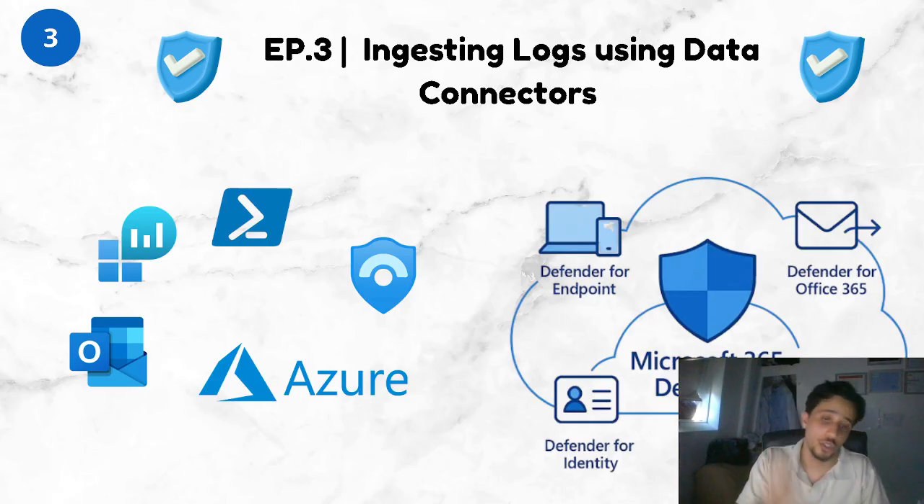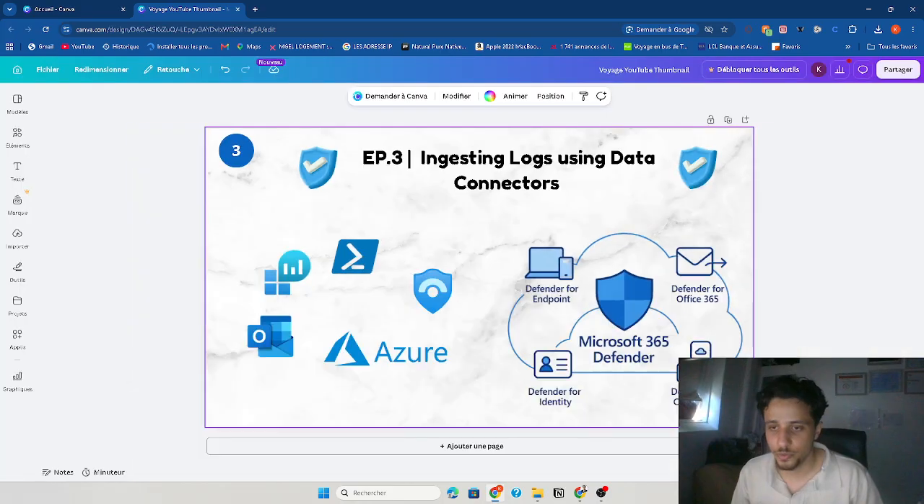Today we're going to continue with our VMs and ingest logs using data connectors in Azure. We're going to use multiple data connectors. I'm going to show you for VMs and also for many other things like Entra ID, Microsoft Defender for Endpoint, Microsoft Defender Office 365 and threat intelligence. I'm going to show you all of this. It's a really interesting part, so bear with me. Let's get started.